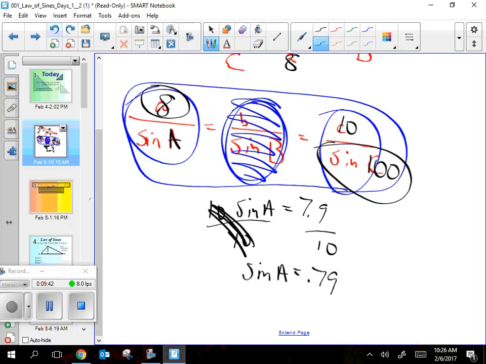Sine A equals 0.79. How do you get that sine off of there? Inverse sine on both sides. And this cancels. So A is inverse sine of 0.79.